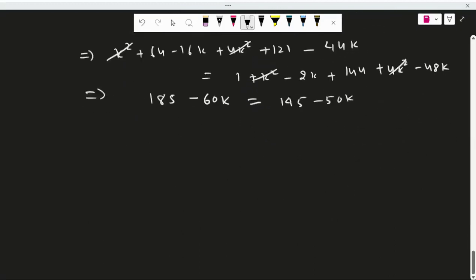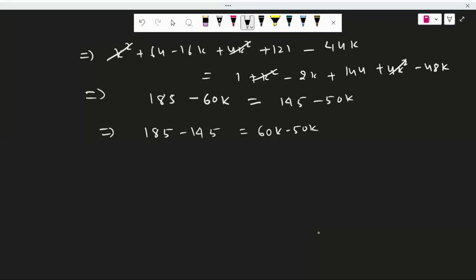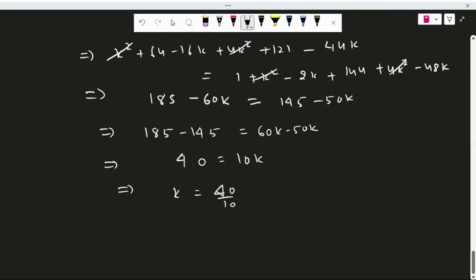Now bring terms with k together. So we have 185 minus 145 equals 60k minus 50k. So this becomes 40 equals 10k. Divide both sides by 10: k equals 40 over 10, which comes to 4. So k equals 4. This will be the final answer.